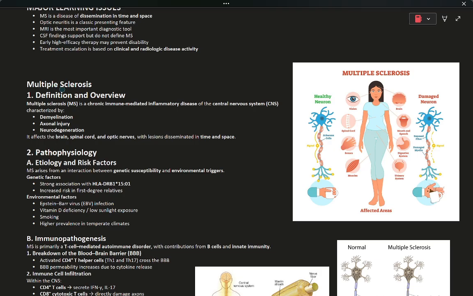Serious condition, and so it is important to understand how it occurs and what clinical features are commonly associated with it. So let's get started.